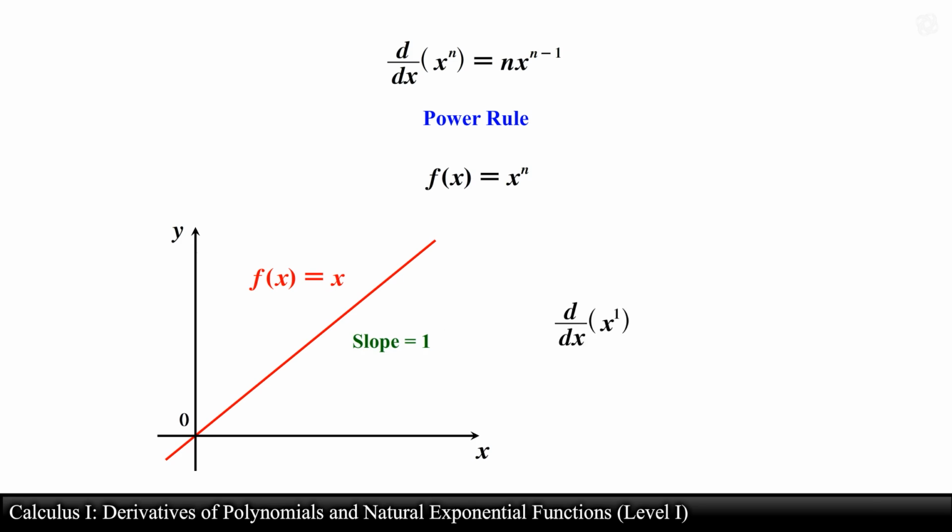So using the operator d over dx to represent the derivative, we apply it to the function f of x equals x. So we go ahead and apply the power rule. We first bring down 1 and multiply it by x raised to the power of 1 minus 1, which simplifies to x raised to the power of 0. This expression simplifies to 1. So the derivative of f of x equals x is equal to 1. Alright, let's move along to our next rule.